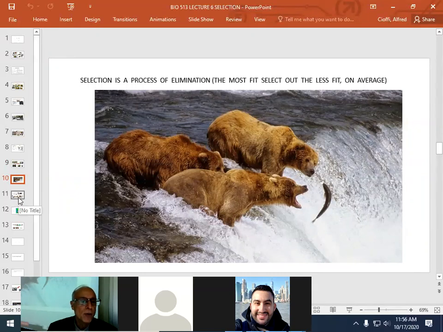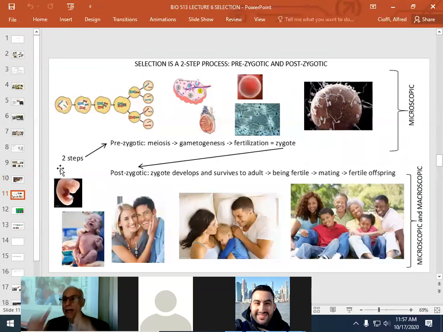And Meyer makes that point in his textbook. Okay, but the big message here is that it's a selecting out. The more fit select out the less fit, on average, statistically speaking. All right, now this selection is a two-step process.